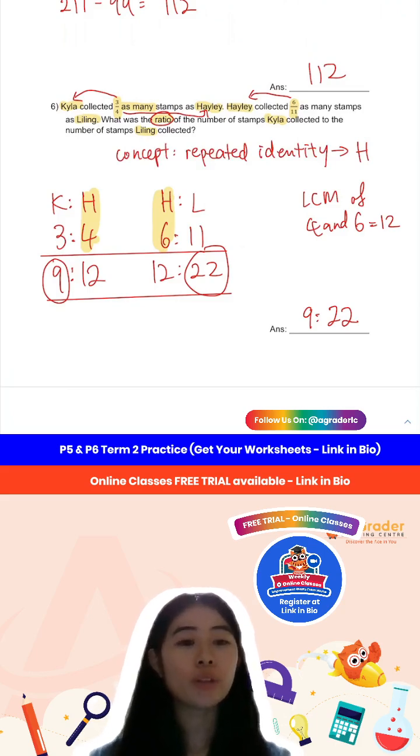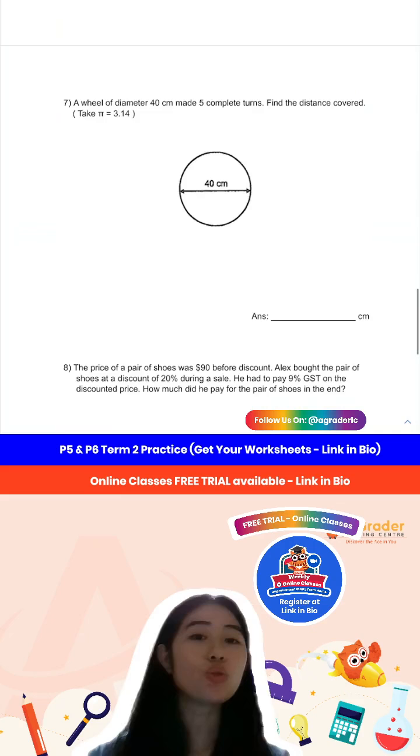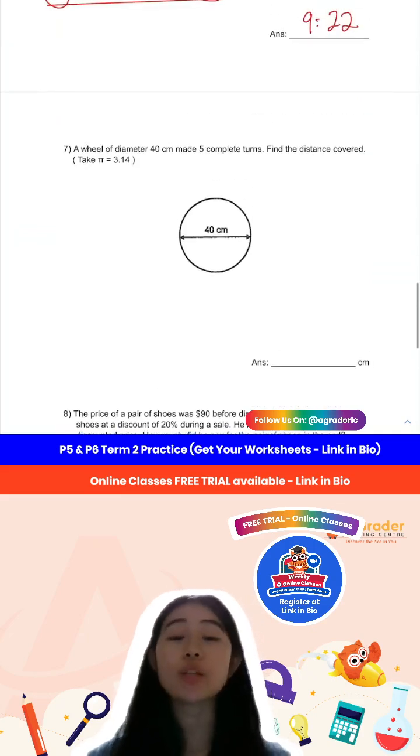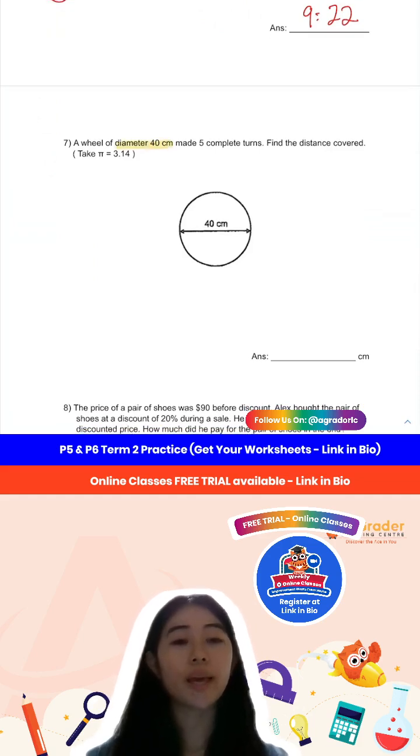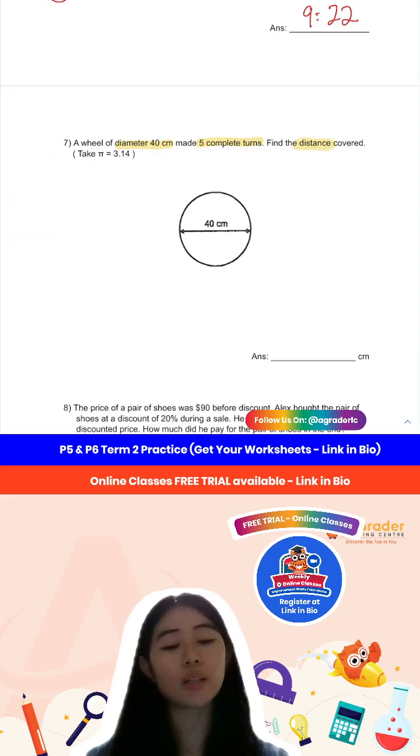Okay, so let's move on. Let's do one more question, then we have our 5 minutes break. Okay, so this question is on circles. You have a wheel over here of diameter 40 cm. It made 5 complete turns. Okay, so find the distance covered.